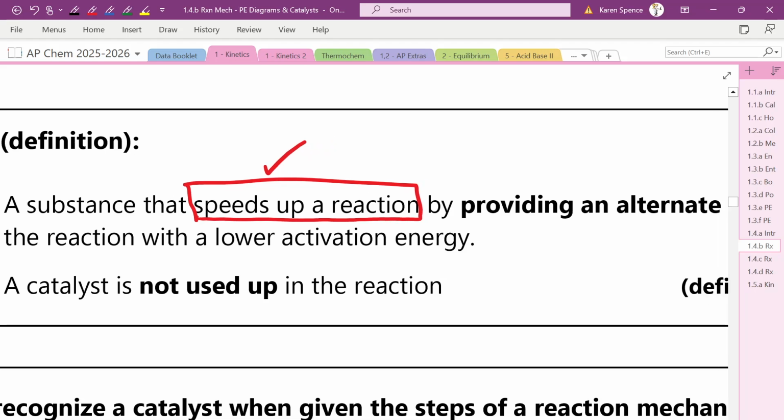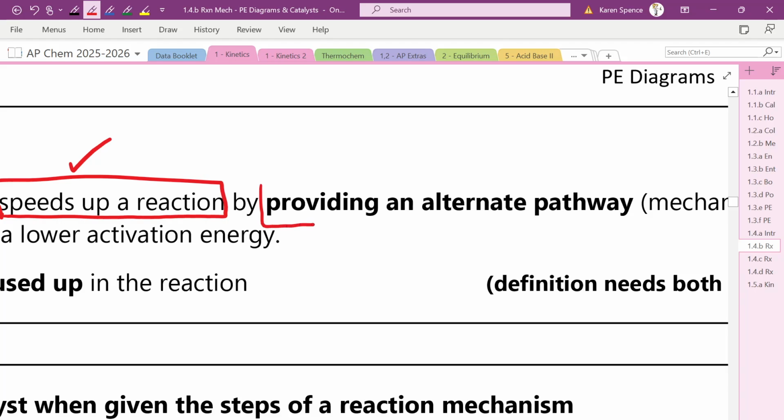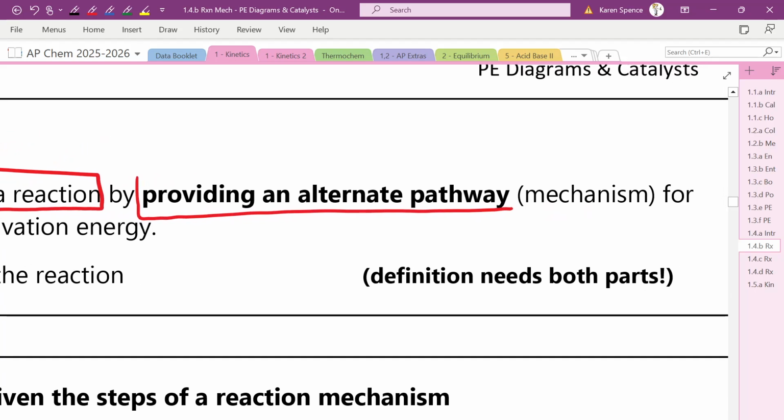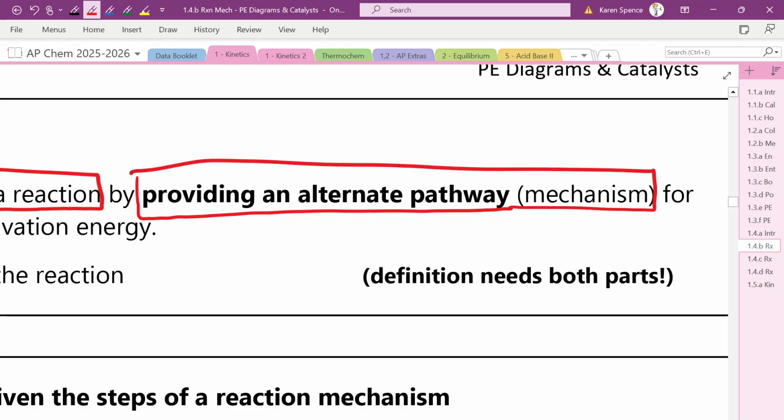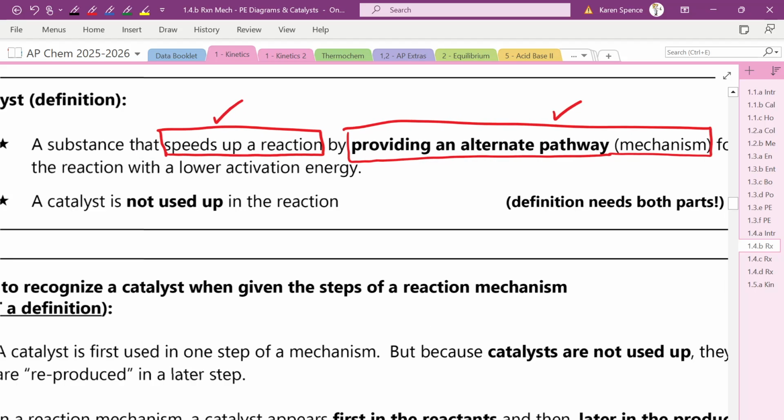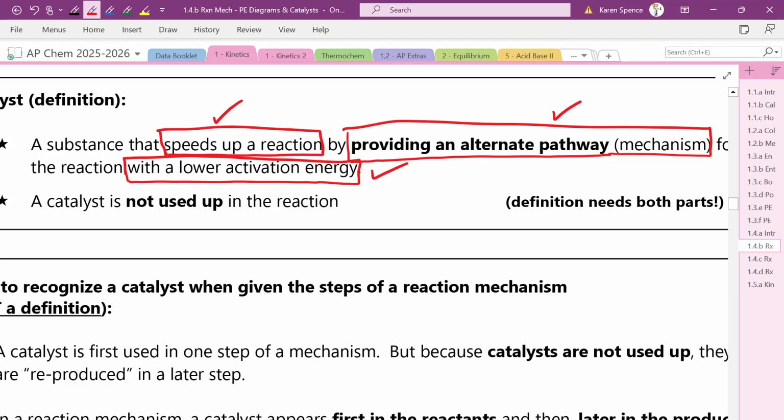How does it do that? It provides an alternate pathway, and by pathway, we mean mechanism, with a lower activation energy. So there's 3 points in there. You need to say that it speeds up a reaction, it provides an alternate pathway, and it has a lower activation energy. And you should also state that it is not used up in the reaction. So that would be a good 2-mark question with 4 half marks.